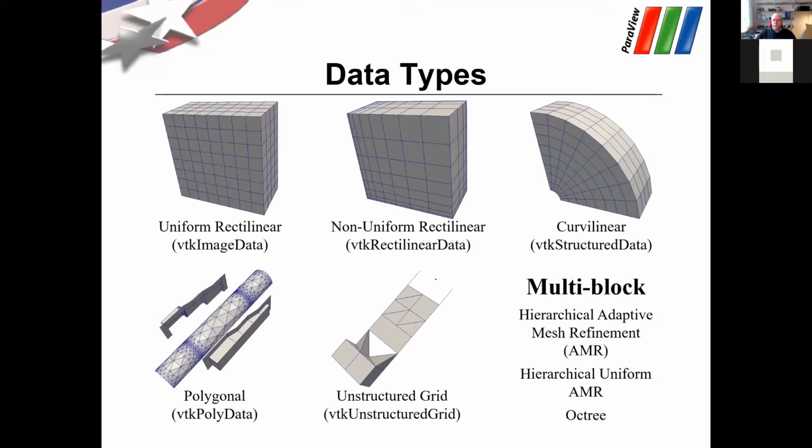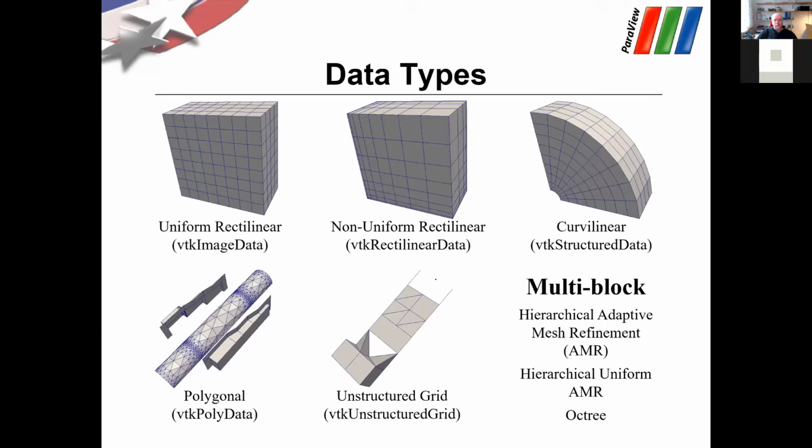ParaView supports a lot of different data types for visualization. There are some primitives that you can use. You have a uniform rectilinear data structure, which is basically defined by rows and columns in 3 dimensions. The spacing of this data structure is always the same. With the non-uniform rectilinear data structure, you can also specify the spacing between the rows and columns. You can also have a curvilinear data structure where you have a curvature, but also have this structured layout with rows and columns.